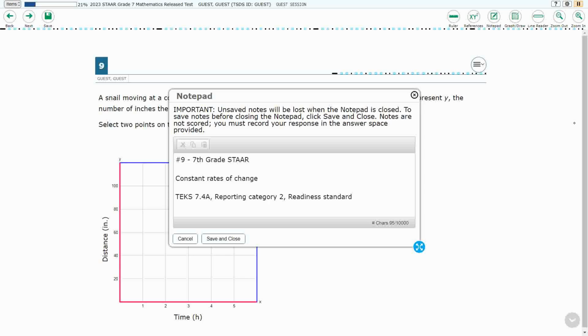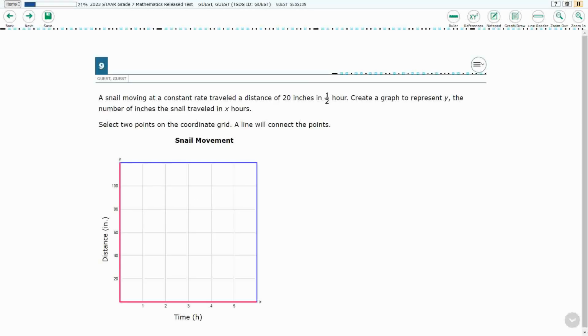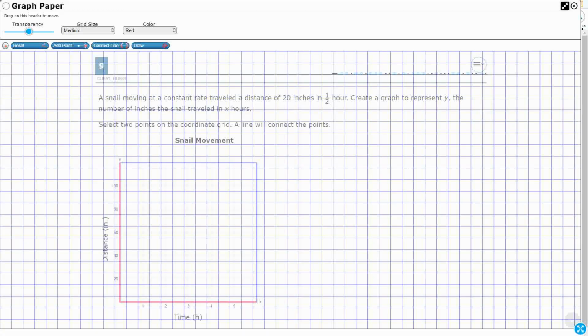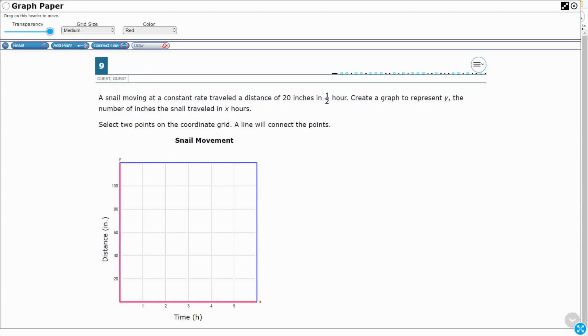For number 9, we are looking at constant rates of change. This is another readiness standard, this time TEKS 7.4a, reporting category 2. This is a graphing problem. So we need to select 2 points on the coordinate grid that is going to represent this constant rate of change, and then a line will magically appear. So first, let's see if we can figure out which points we might want to graph here, because there are many different points we can choose as long as the line is correct. This problem is looking for a correct line, not necessarily the correct points.